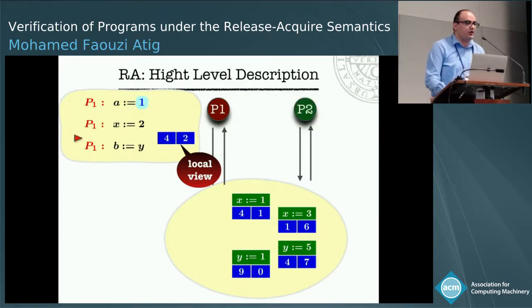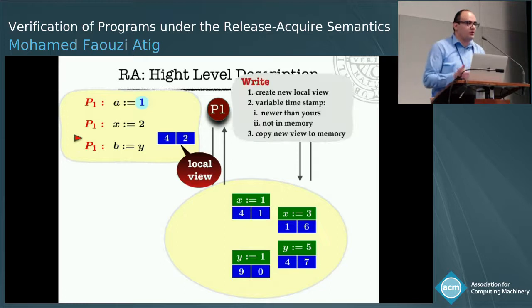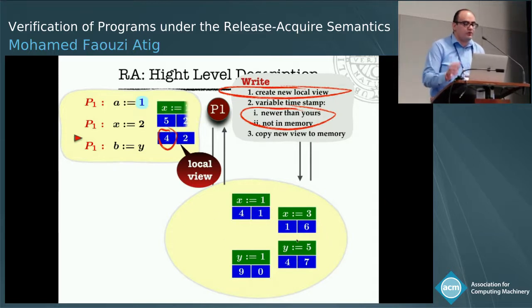Now for a write, it will make a new local copy of the message that will be sent to the memory. So first it needs to find a new timestamp which is larger than its own timestamp for X, which is 4, and which has not been used in the memory already. So for example, here I can choose the new message with a timestamp 5 for X, and this will be added to the memory.